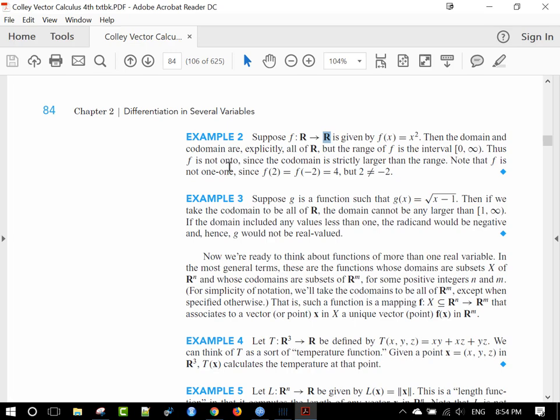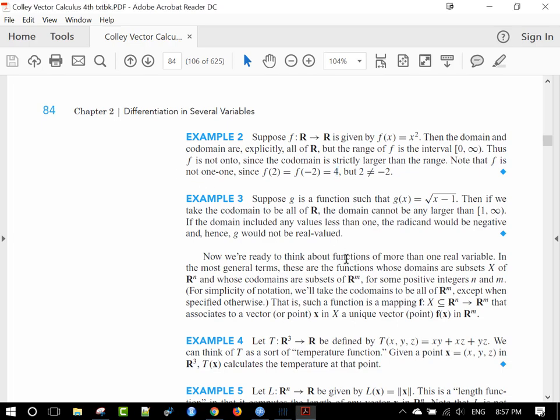Okay, also note that f is not 1 to 1. For example, if you put in 2 and negative 2, that's in the domain, right? You can have negative numbers in the domain. But anyway, if you put in 2 and negative 2, they both get mapped to 4. But 2 and negative 2 are not the same. So we have two different elements in the domain going to the same element in the codomain. Okay, and here's another one. You can read this.